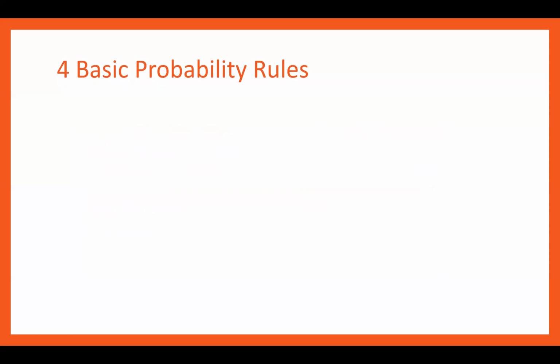So there are 4 basic probability rules. I want to talk about those 4 rules, and then also talk a little bit about how we calculate probabilities. Again, most people have a basic understanding, but I don't want to make too big of an assumption.